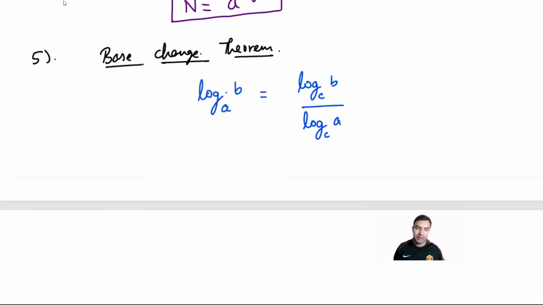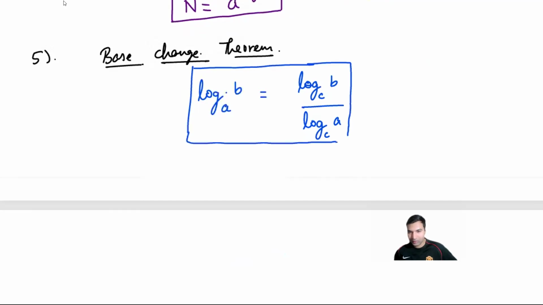Whatever the base a is, it can be written in the denominator with a different base c, and the number b stays as it is with the same new base c. All right, so we can do this. This is called the base change theorem: writing one logarithmic form in some other base like this. Let's see the proof of this.